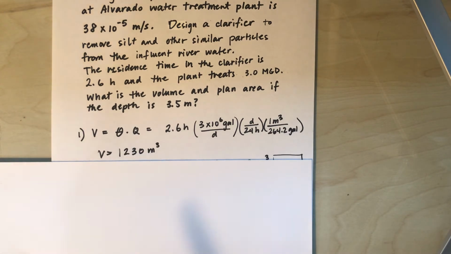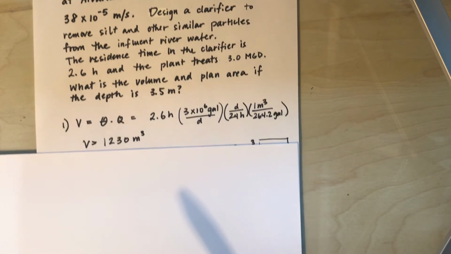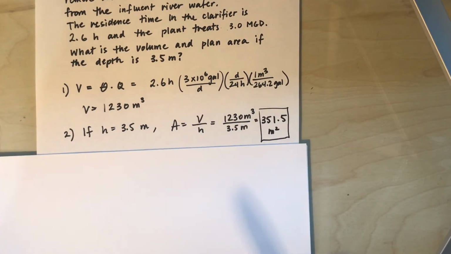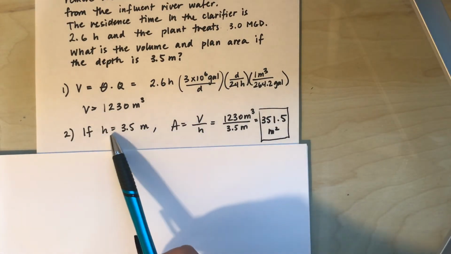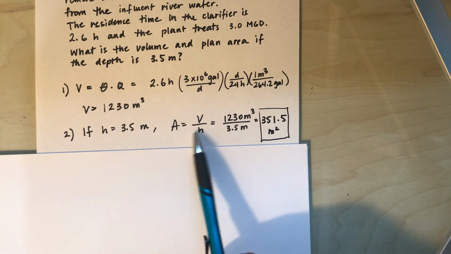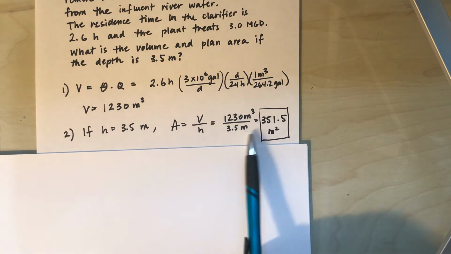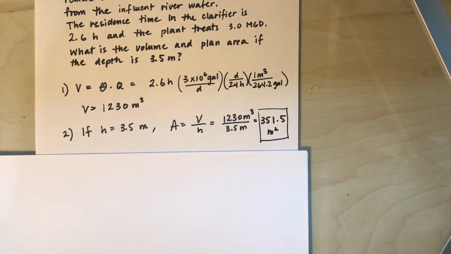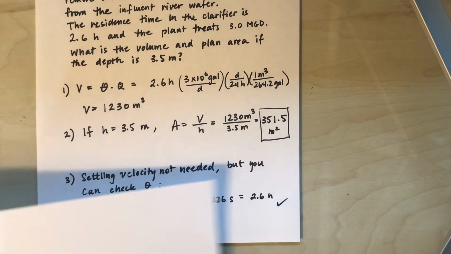We get a volume of 1,230 cubic meters, which is fairly large. This will probably be a large circular clarifier. And then if the height is 3.5 meters, the plan area is just going to be the volume divided by the height, or 351.5 meters squared. So pretty simple problem there, just using this relationship here for residence time and flow rate.